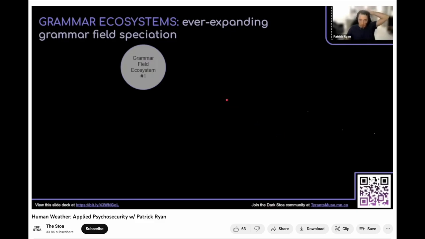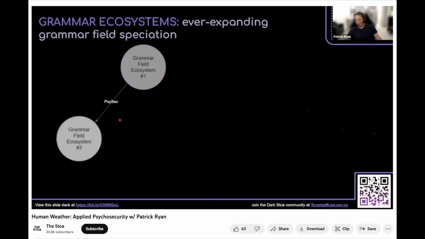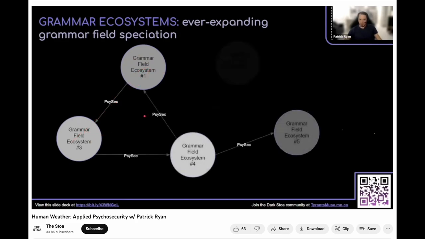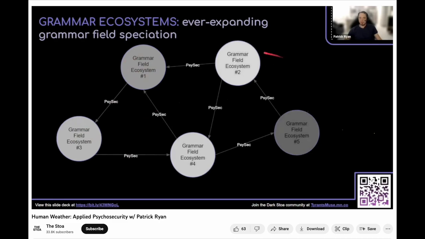So what does this look like? Well, these branches create ecosystems where the branches are interacting with each other, right? So we have a grammar field ecosystem one. It's interacting with another grammar field ecosystem, and there's psychosecurity resistance between them. Same thing here, same thing here, same thing here. And all these ecosystems are interacting with each other with different psychosecurity restraints that inhibit mass accumulation, which in terms of speciation inhibits speciation. That's pretty abstract. Let me flip it on you.